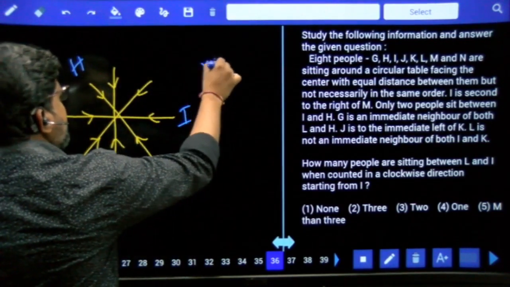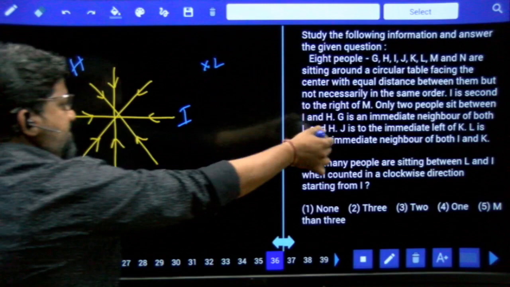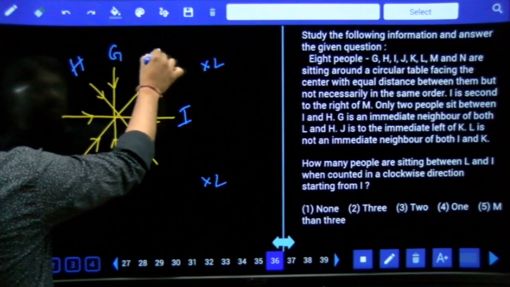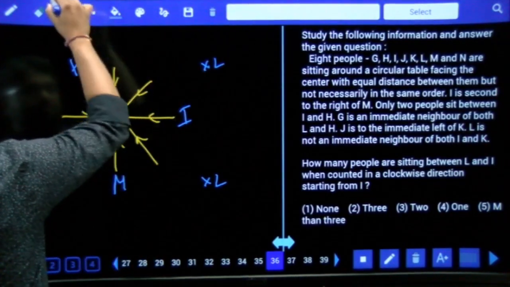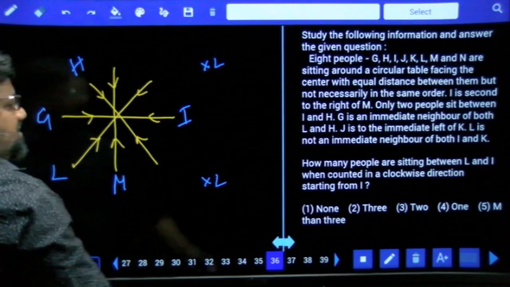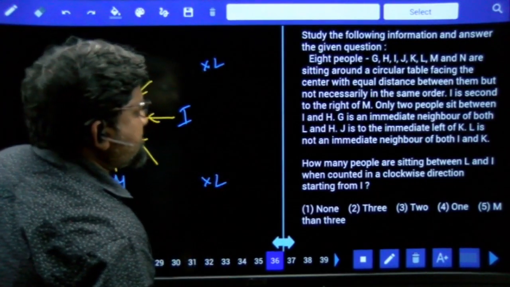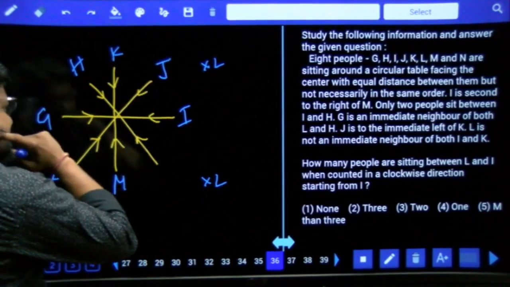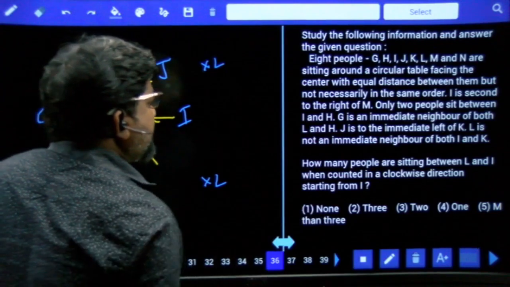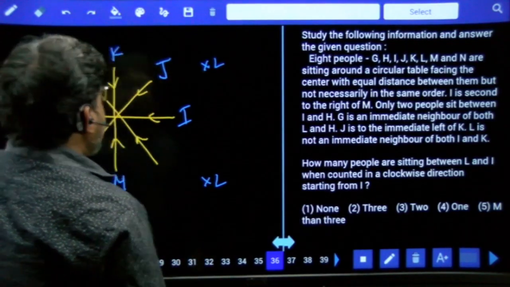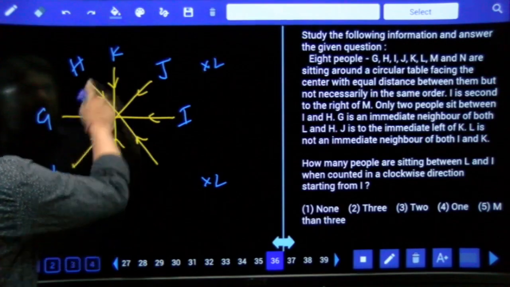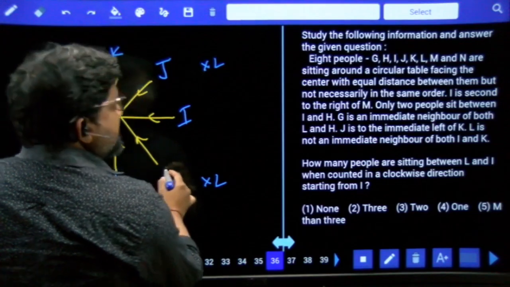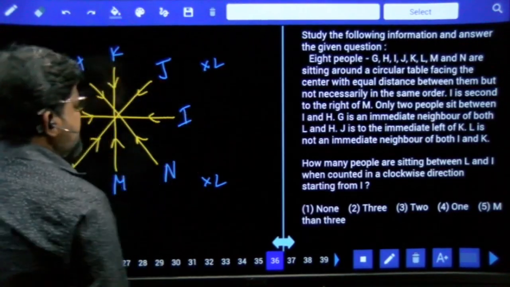L is not an immediate neighbor of I. I don't know where this K is, but earlier I have read a clue. G is an immediate neighbor of both L and H. If I take L, problem. So this is G and this is L. Next point, J sits to the immediate left of K. K, immediate left J, only one possibility. I think there's only one person left, but still we'll read the next point. L is not an immediate neighbor of both I and K. Immediate neighbor of I is not L and immediate neighbor of K is also not L. So G, H, I, J, K, L, M, N is missing, so this is N.